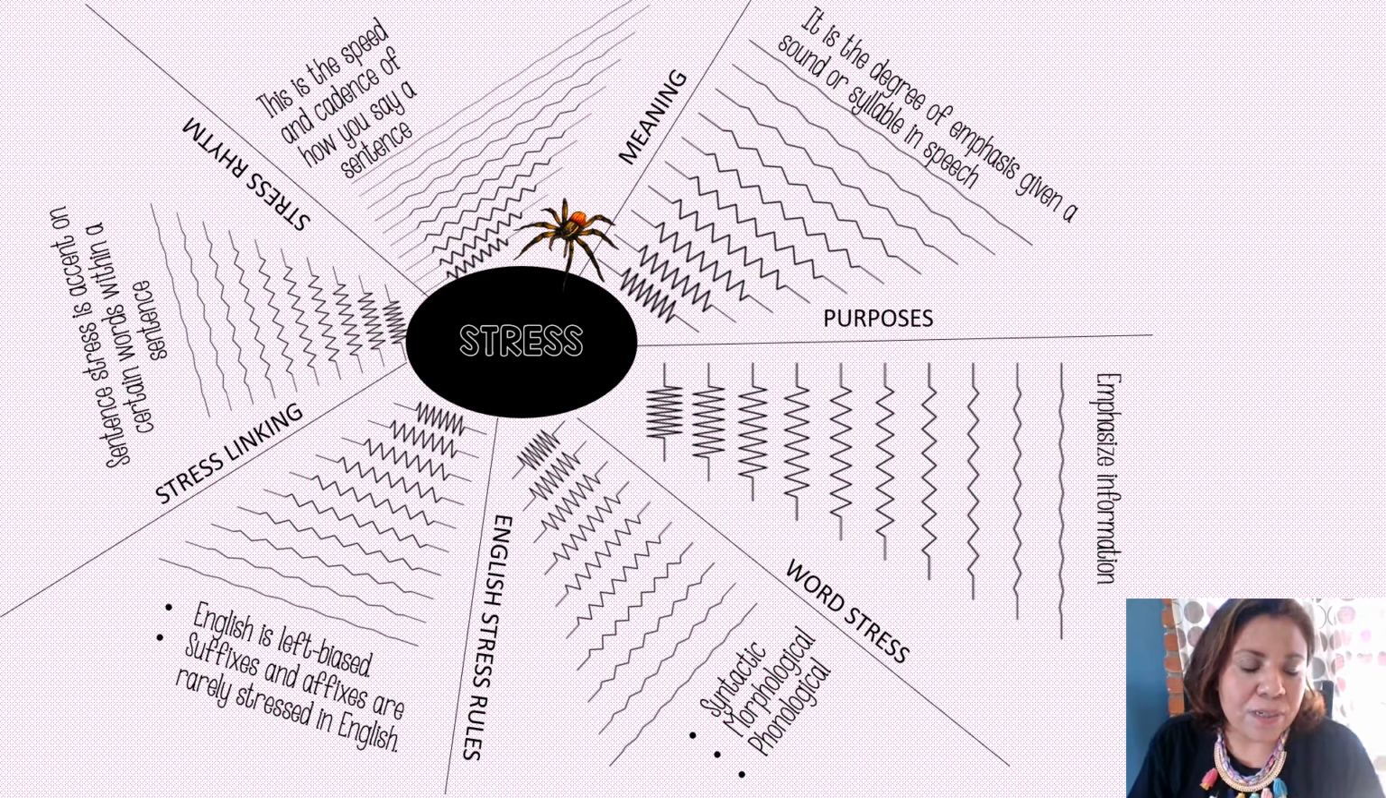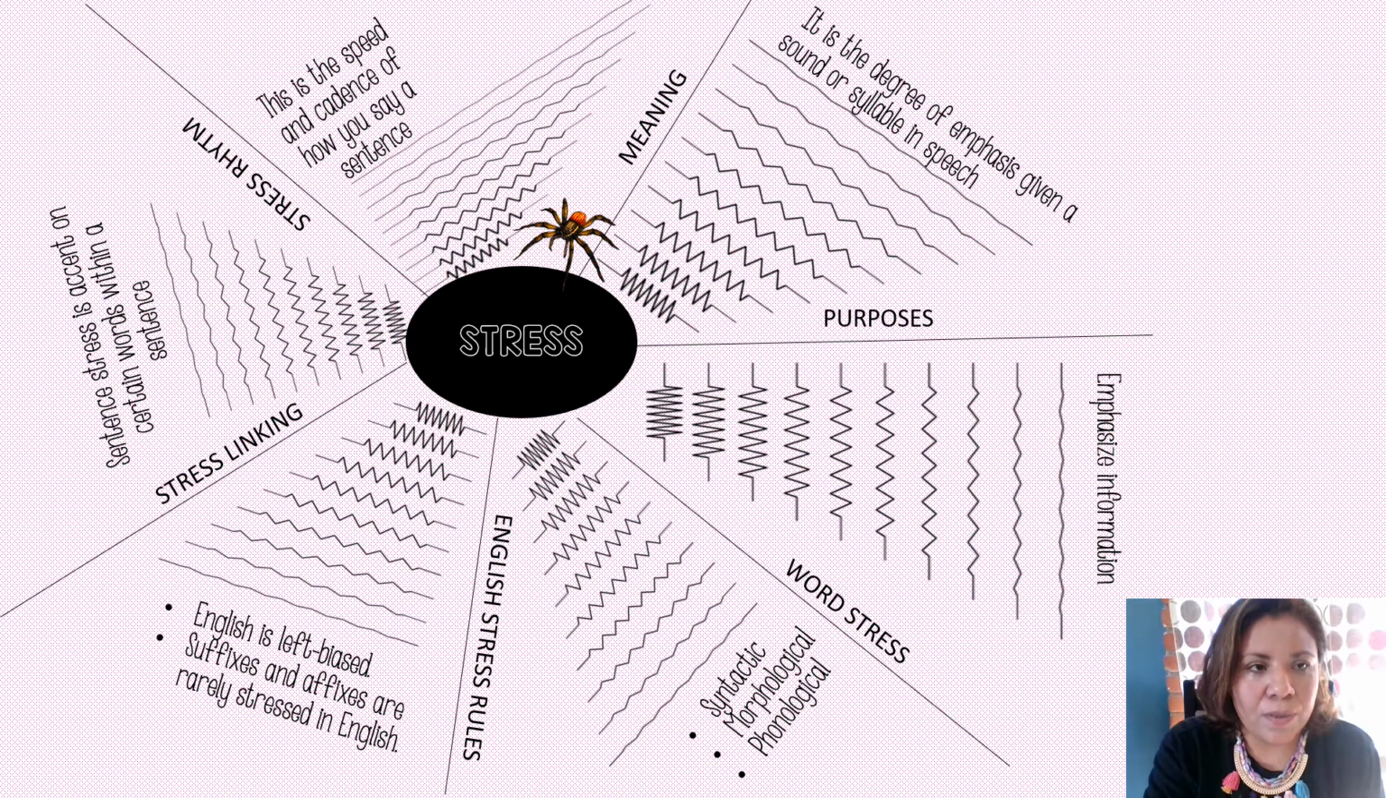The stress rules in English. There's a tendency to stress only the first syllable. And it's also very important that there can only be one stress in each word. Suffixes and affixes are rarely stressed, and the negative forms are always stressed, for example, isn't, won't, don't, or haven't.